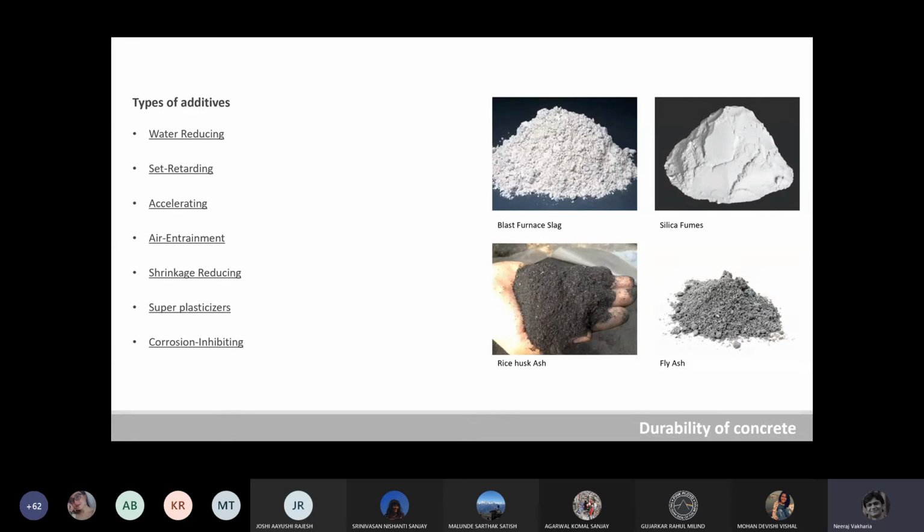And then shrinkage reducing. So used in floor slabs, bridge decks, and buildings where curling and cracks need to be significantly reduced. For such large structural elements, if shrinkage happens above a tolerance limit, then it might eventually affect your whole structure. So again, to reduce that, you can add this kind of additives.